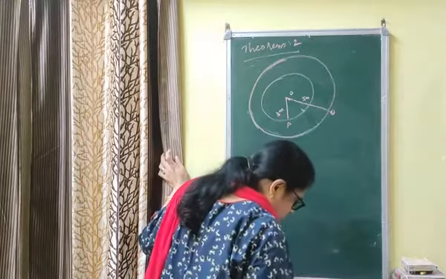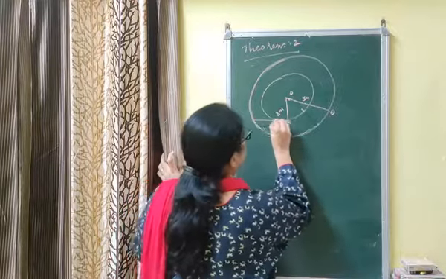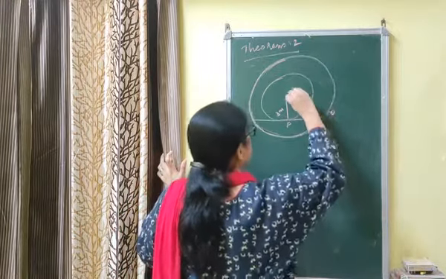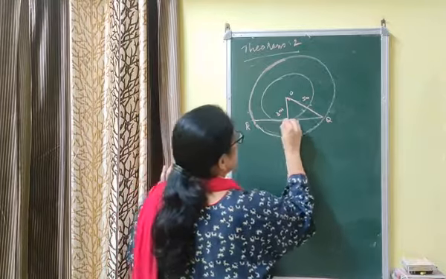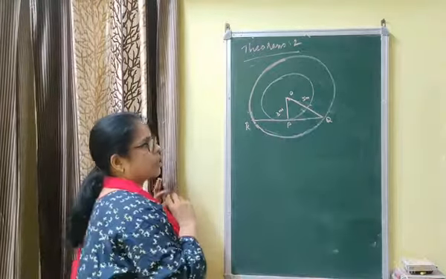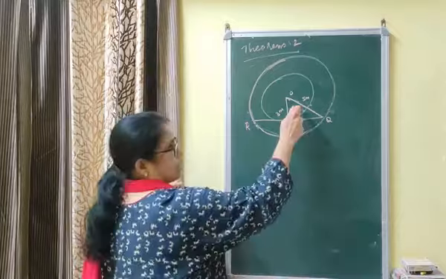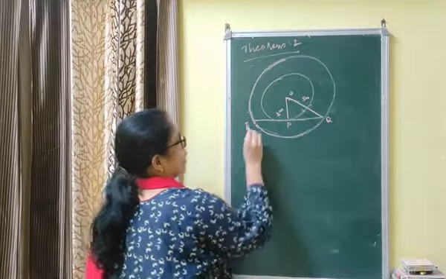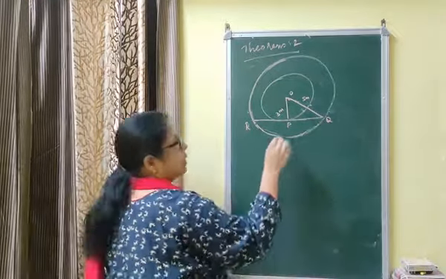Now you are asked to find the length of the chord of the larger circle. To make a chord of the larger circle, we draw it like this. This is the chord of the larger circle. QR is the chord of the larger circle, which touches the smaller circle. So there are two concentric circles. The smaller circle has radius 3 centimeter. The bigger circle has radius 5 centimeter. And RQ is the chord of the larger circle which touches the smaller circle at the point P.